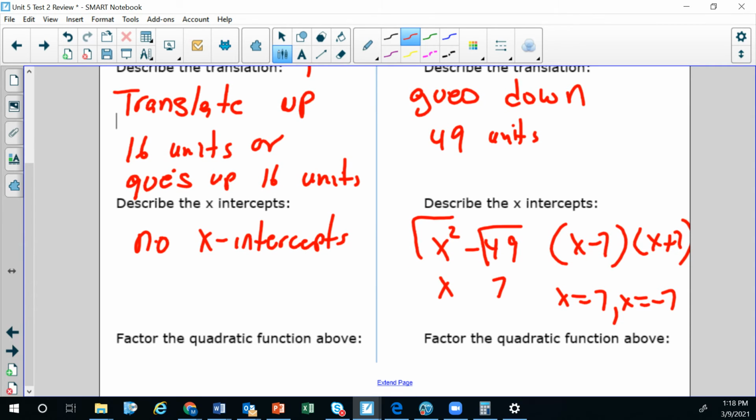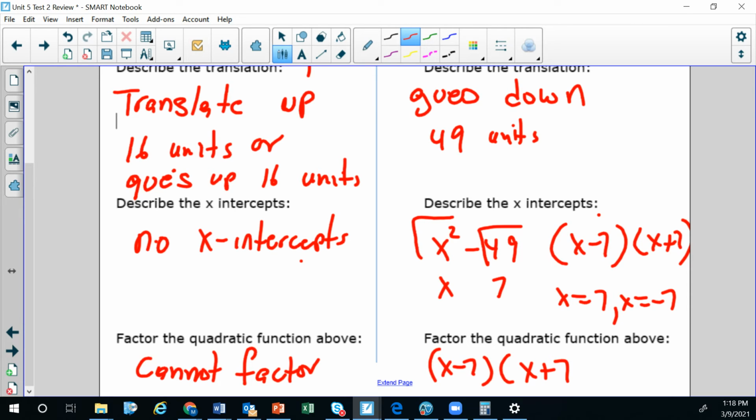Next one, factor the quadratic equation above. Again, because there are no x-intercepts, you cannot factor it. So cannot factor. And I think I just did this. I just factored it here in this answer. Okay, so the factors are x minus 7 and x plus 7. Okay.